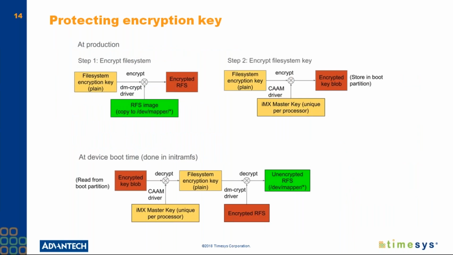Here's a quick overview of that, where the root file system itself gets encrypted using a file system encryption key, and the key used for the file system encryption gets encrypted using the i.MX6 master key, and this happens at your manufacturing or production facility. During boot time, it does the reverse, in which the encrypted key blob gets decrypted to get back the file system encryption key, which is then used to decrypt the root file system.